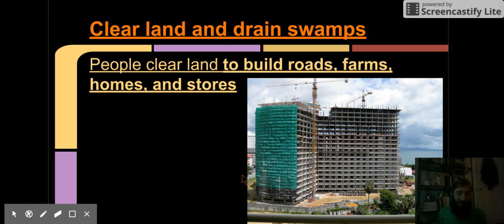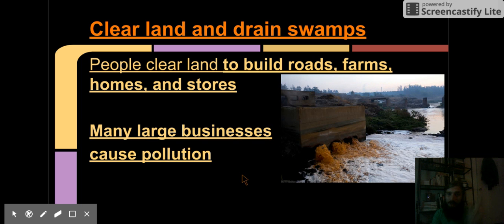Clearing land and draining swamps. Now, people clear land to build roads, farms, homes, and stores. They have to actually clear the land, all the trees, to have room for all these things that people need to survive. Now, sometimes when we clear land, we build large businesses or factories, and many large businesses and factories can cause pollution. This nasty picture shows a factory just dumping their chemicals and sewage into the river, and it's so nasty. I'm going to change the slide now.